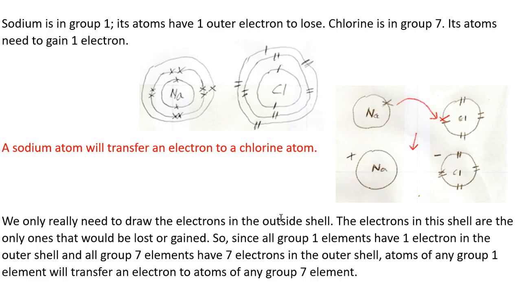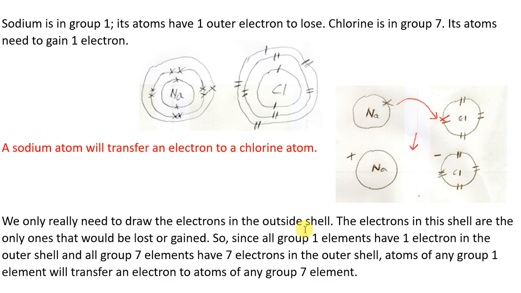So we only need to draw the electrons in the outside shell. They are the ones that will be lost or gained. Thinking about that, all group 1 elements have 1 electron in the outer shell. My example is looking at sodium. I could have chosen any other group 1 metal. 1 electron in the outside shell, 1 will be transferred.